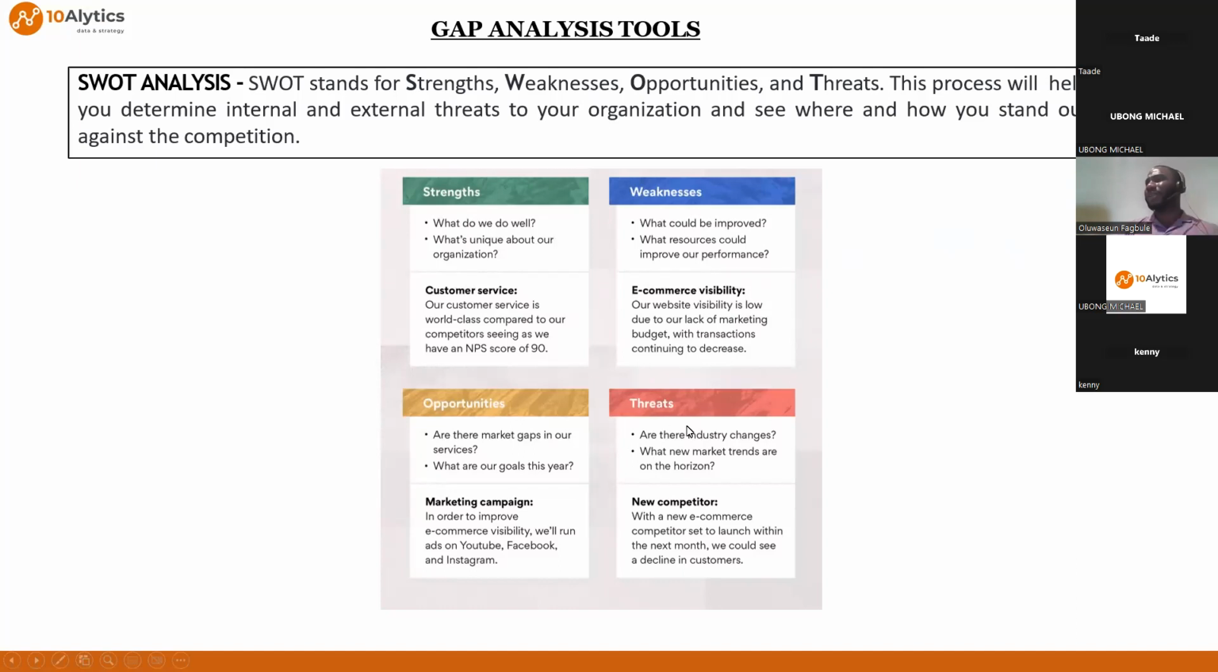Right. And what are the threats? Are there industry changes? What new market trends are on the horizon?